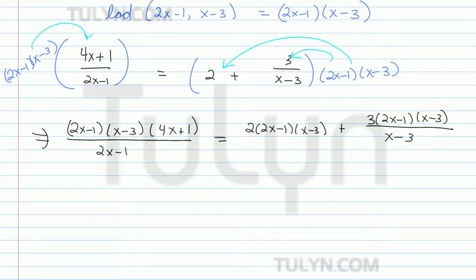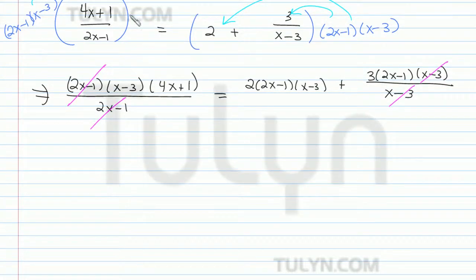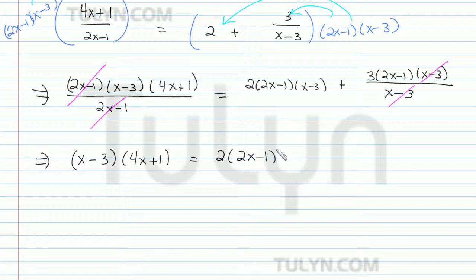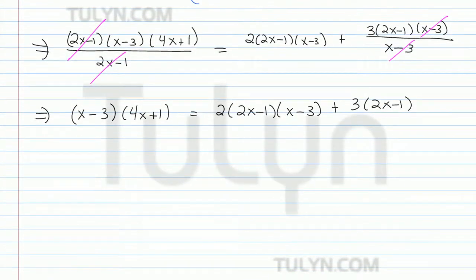So now we're in a position where we can reduce, right? There's a 2x minus 1 we can factor out and cancel, and an x minus 3 over here. So what's left over is x minus 3 times 4x plus 1 is equal to 2 times 2x minus 1 times x minus 3 plus what's left over here, that's 3 times 2x minus 1. So now we have a lot of FOILing to do. So let's go and do that. Let's FOIL the left side.